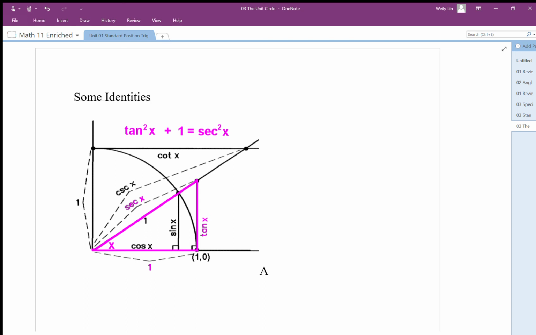So this is the main reason why we want to use unit circles, because it allows us to use some geometry, some length geometry, to be able to work out new things, new relationships.